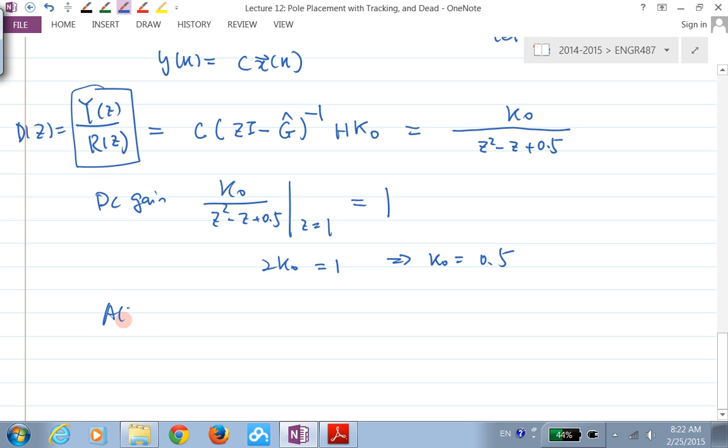For example, if you have a of z over b of z, then you set z equal to 1, and you get a value. If that value is not 1, it means the unit step response of the system will not exactly end up at 1. But if this value is 1, then you're guaranteed that the output of the system will end up at 1, the same as the magnitude of the input.